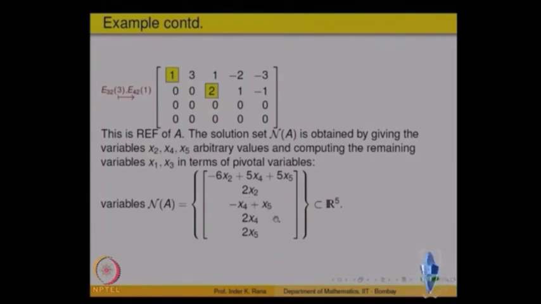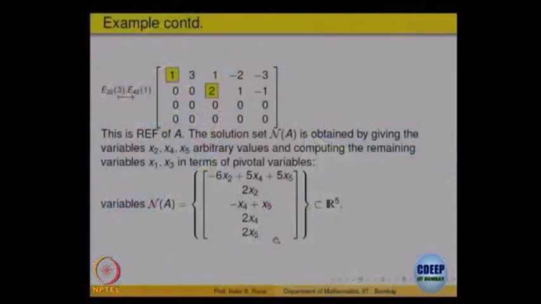Now, I have got a solution where x2, x4 and x5 are arbitrary, but still I have not gotten a basis for the null space. I have only described it in terms of those free variables. So, how do I get a basis? There is a small trick involved there. How many free variables are there? 3 of them. We have to give these 3 variables arbitrary values.